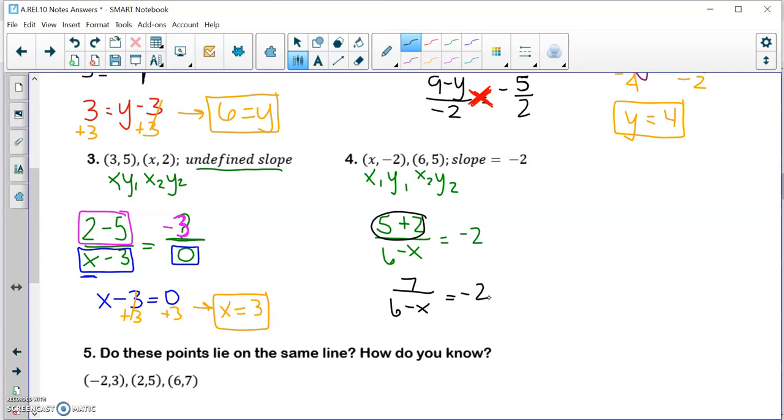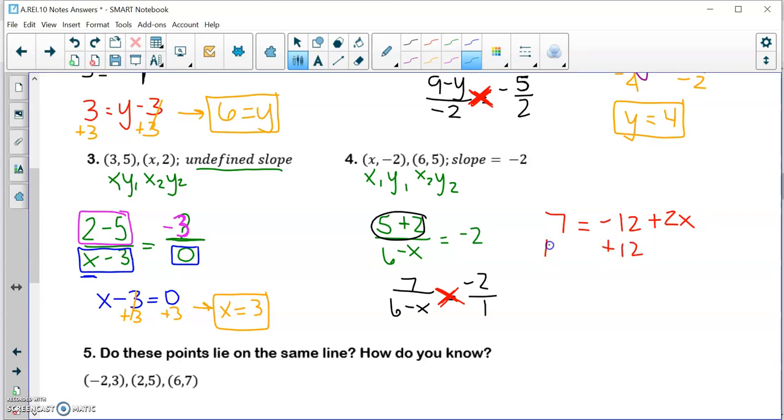We can make this into a proportion if we wish. We can write the number negative 2 as negative 2 over 1. And that easily makes this into a proportion that we can now solve by cross-multiplying. Multiplying the numerator of my first fraction by the denominator of my second, and the denominator of my first fraction by the numerator of my second, we get this.